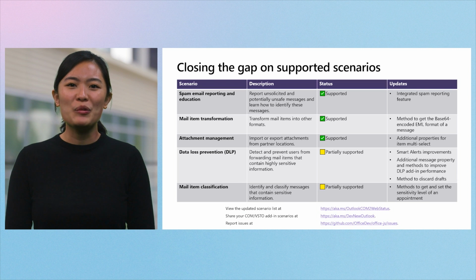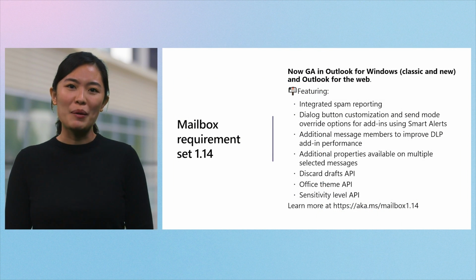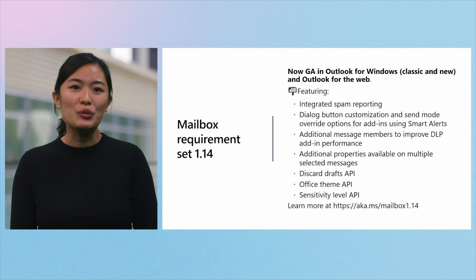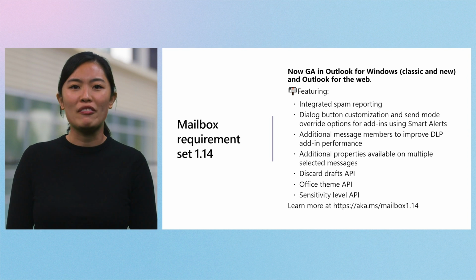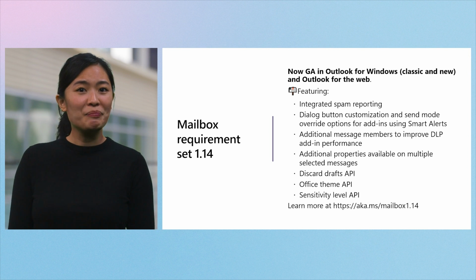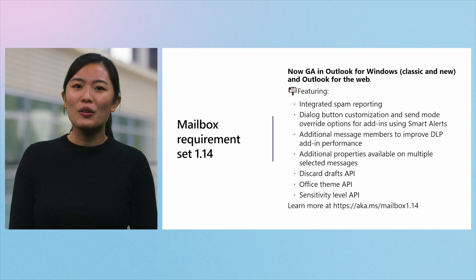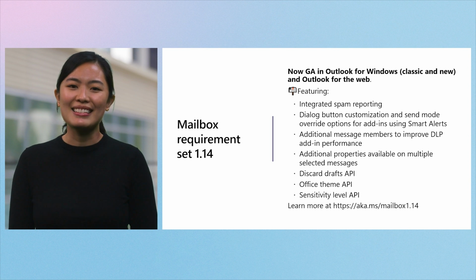Introducing Mailbox Requirement Set 1.14, now available in both Classic and new Outlook for Windows and Outlook on the web. It includes highly requested features from the community, such as integrated spam reporting, dialog button customization, and send mode override options for add-ins using smart alerts, additional message members to improve the performance of your data loss prevention add-in, additional properties to retrieve from multiple selected messages, and APIs to discard drafts, tag your appointments with sensitivity levels, and coordinate the color scheme of your add-ins with the current Office theme. We'll talk more about each feature in the succeeding slides.